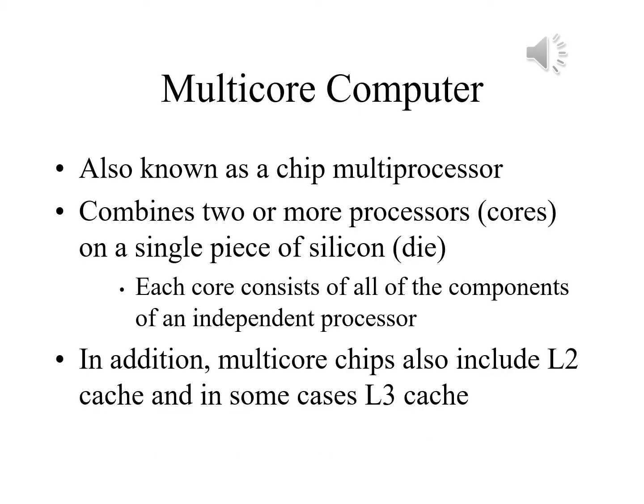system. A multi-core computer, also known as a chip multiprocessor, combines two or more processors called cores on a single piece of silicon called a die. Typically, each core consists of all of the components of an independent processor, such as registers, ALU, pipeline hardware, and control unit, plus L1 instruction and data caches. In addition to the multiple cores, contemporary multi-core chips also include L2 cache and, in some cases, L3 cache.